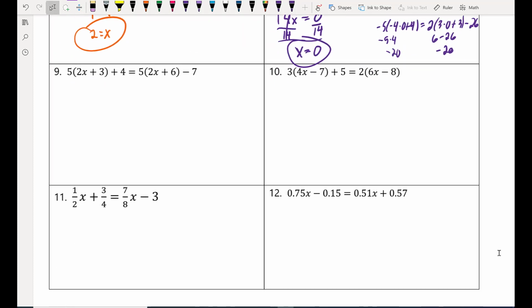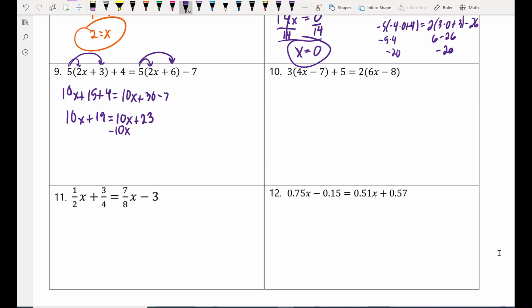Let's see. Let's distribute here. We get 10x plus 15, and then a plus 4. Then here we get 10x and plus 30, and then minus 7. So we get 10x plus 19 and 10x plus 23. So we might realize right now what's going on, or it may be that we decide to go ahead and subtract the 10x from both sides, and then we realize what's going on.